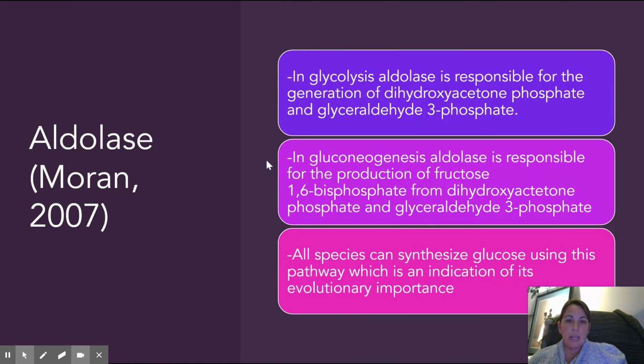Okay, so in glycolysis, aldolase is responsible for the generation of dihydroxyacetone phosphate, DHAP, and glyceraldehyde 3-phosphate, or GAP. In gluconeogenesis, aldolase is, of course, responsible for the opposite. So it takes these 3-carbon molecules, the GAP and the DHAP, and turns them into fructose 1,6-bisphosphate on the pathway to producing a glucose molecule.